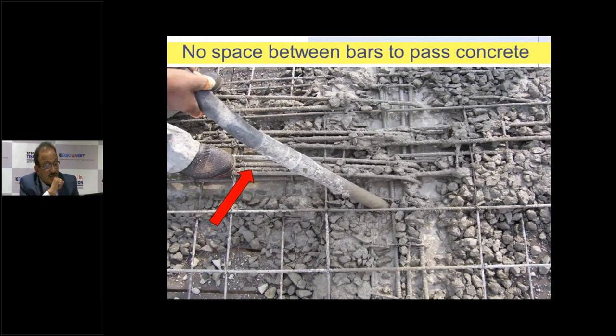In this, you can see where that red arrow is going, there is no space between two bars. These four bars, they are practically touching each other. There is hardly a half-inch gap between these bars. Imagine how concrete is going to pass through. So this is not allowed. You have to provide at least 2-inch space between the bars, and then only concrete can pass through.